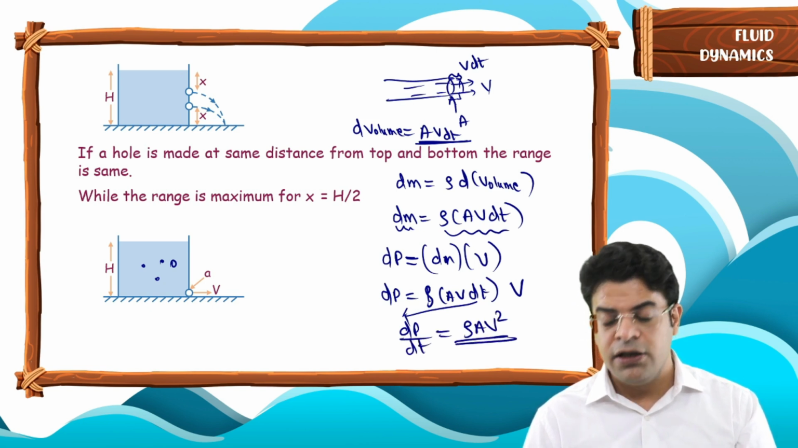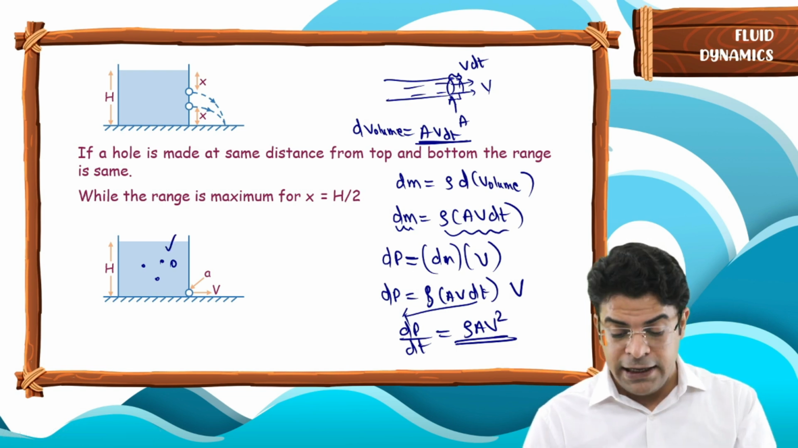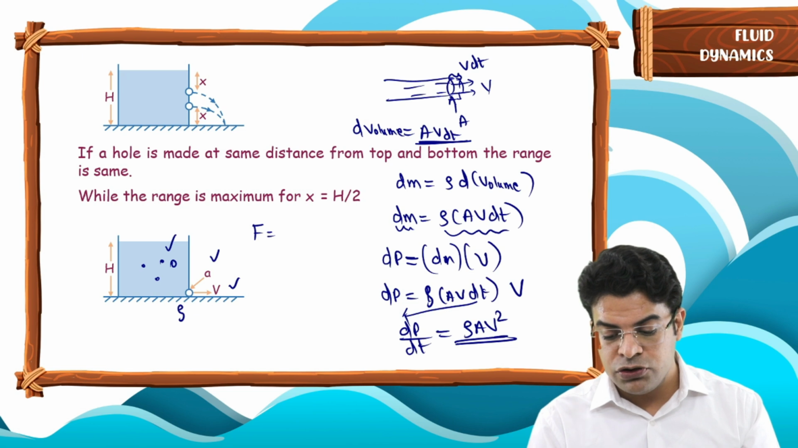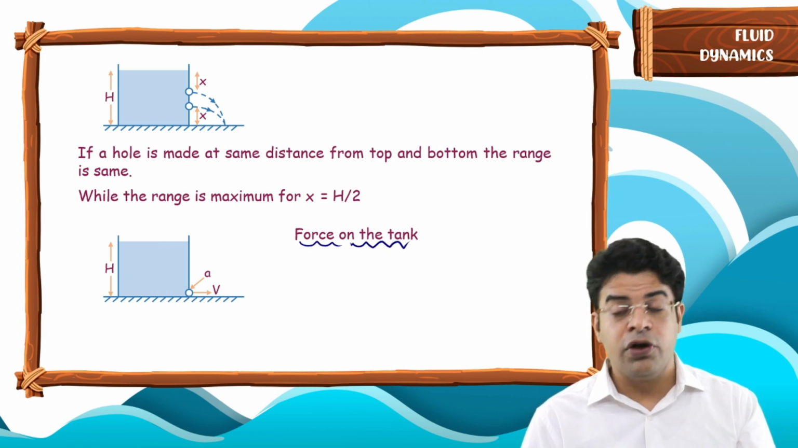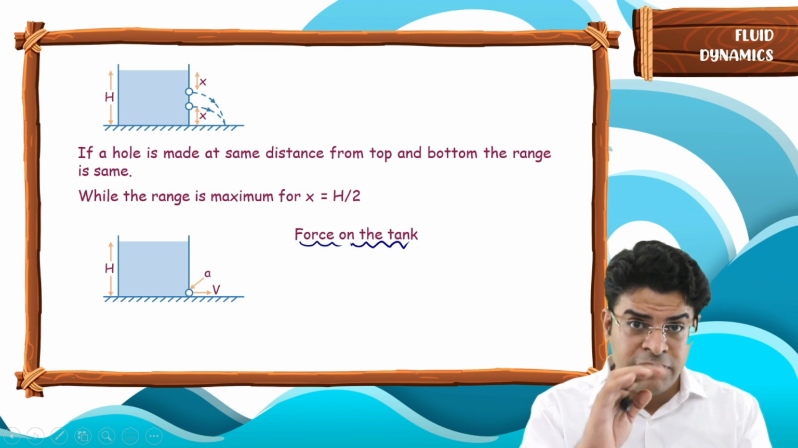So remember that if a fluid which was at rest comes out from an area A with a speed v, and given that the density of the fluid is rho, then the force on the fluid must equal rho A v square. Okay, so here you will say force on the tank because of the fluid coming out, or force on the fluid because of the tank when the fluid comes out.